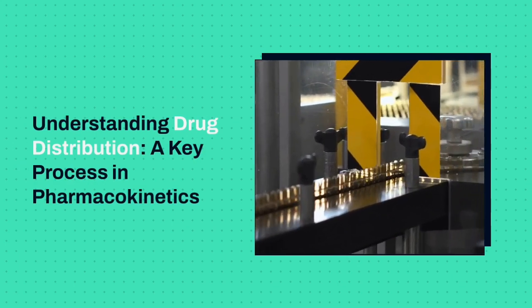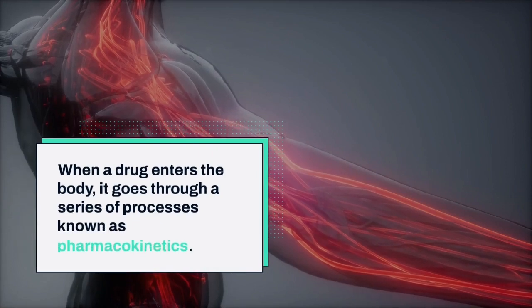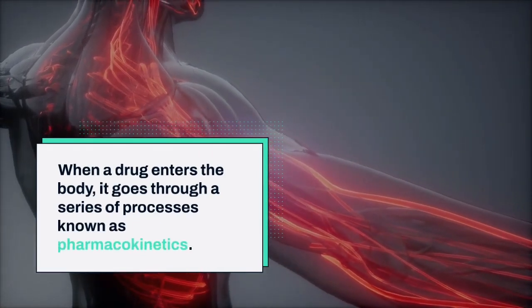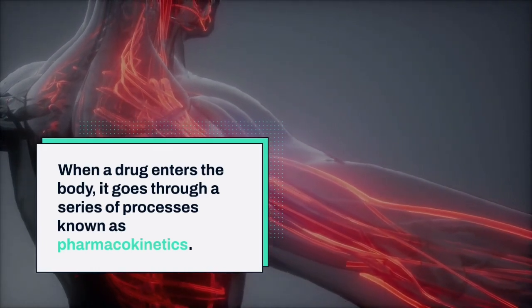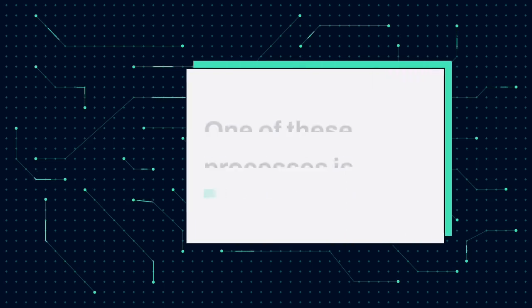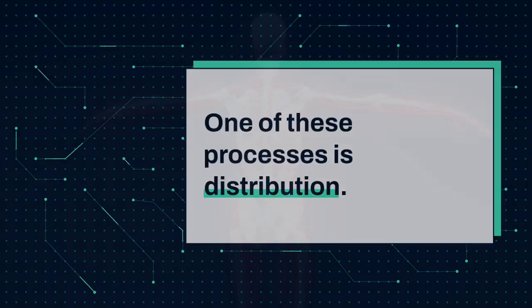Metabolism. Medicines are often broken down, metabolized, by enzymes in the liver or other organs. This process helps convert the medication into substances that can be easily eliminated from the body. Sometimes, the metabolites can retain their pharmacological activity, while in other cases, they may be rendered inactive.